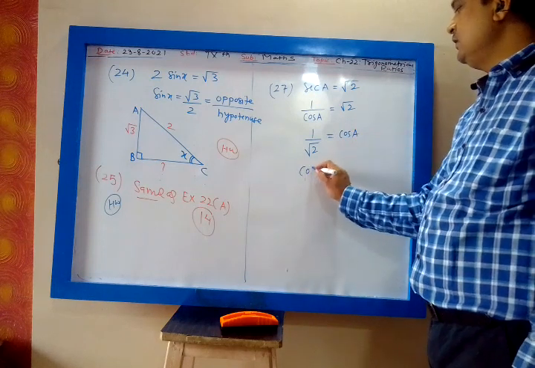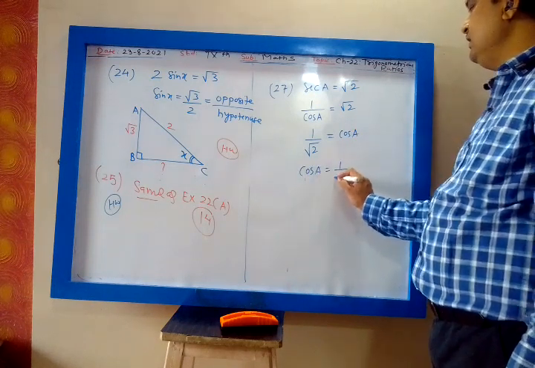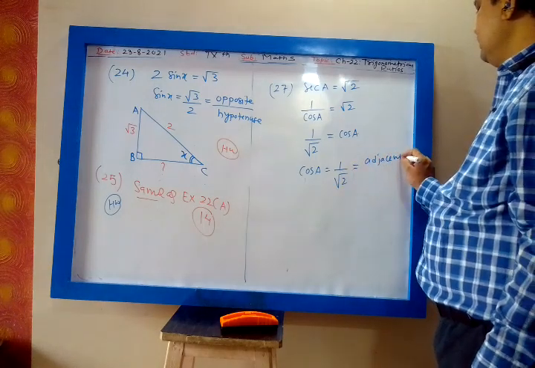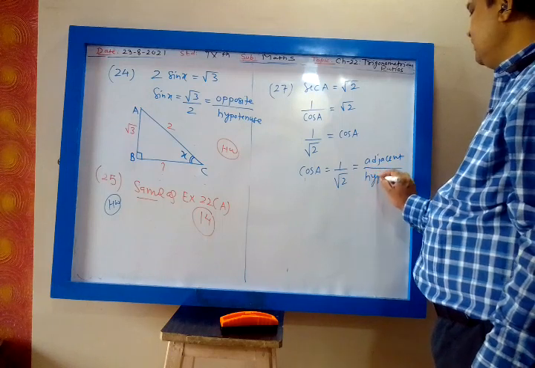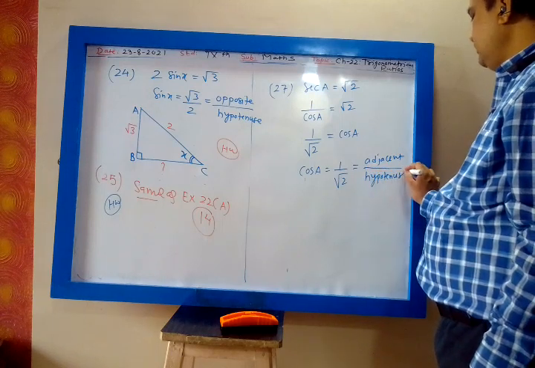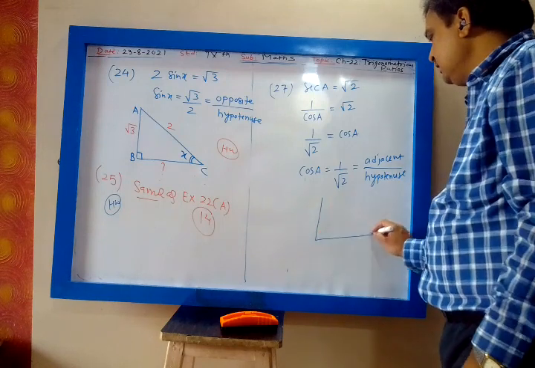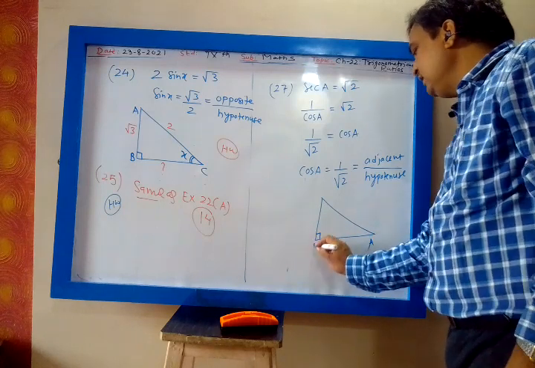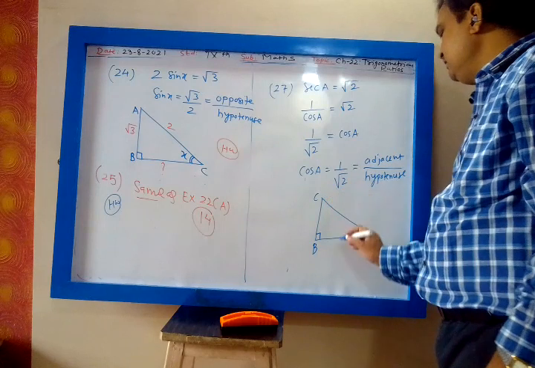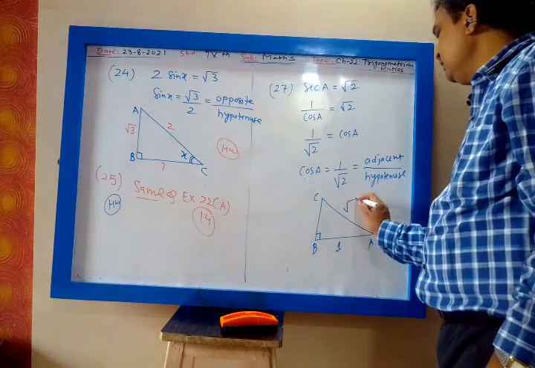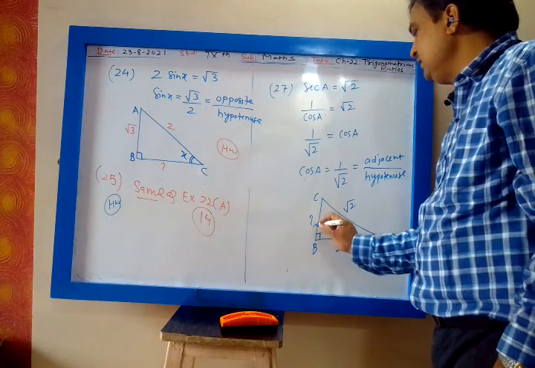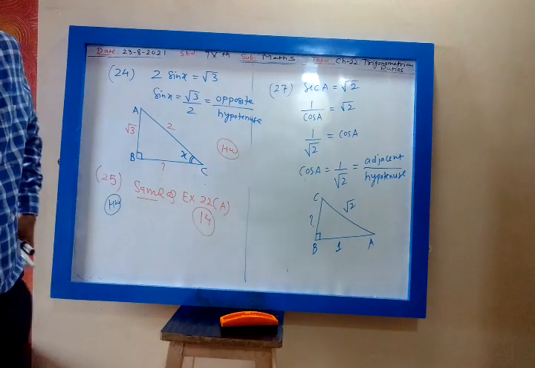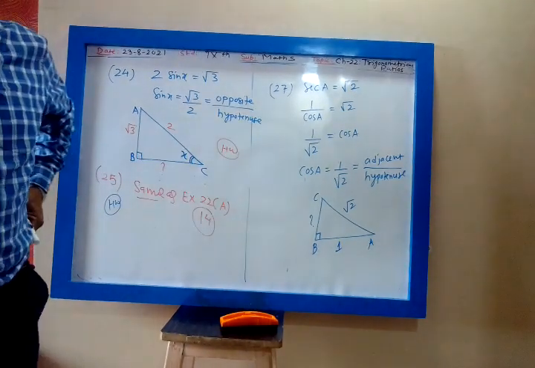And what is cos? Cos is adjacent upon hypotenuse. So my reference angle is A. So this is my A, B, C. Then adjacent is 1, hypotenuse is root 2. So using Pythagoras theorem, find BC.